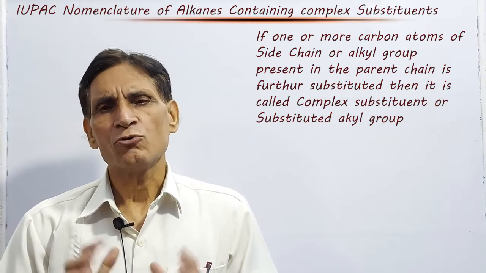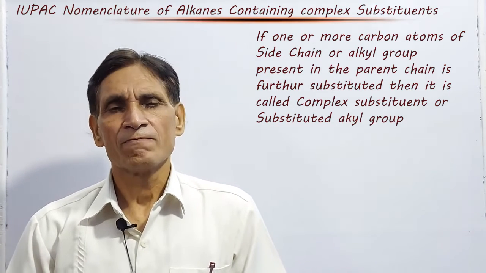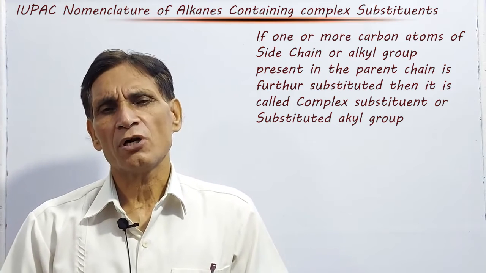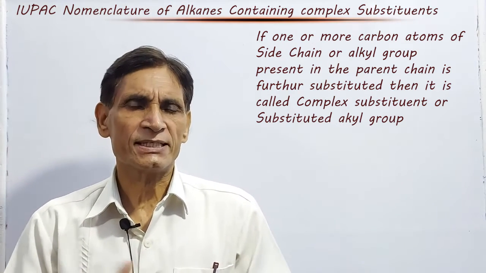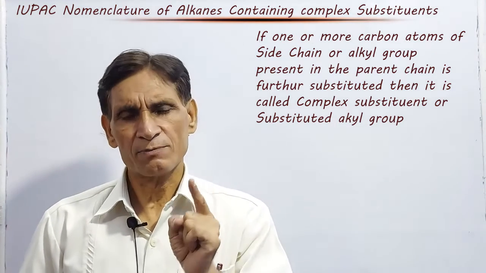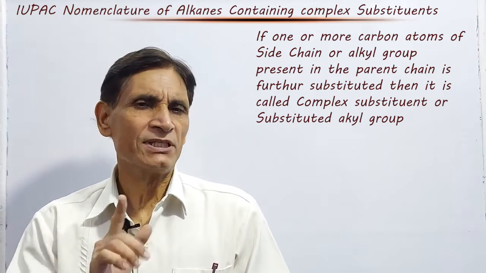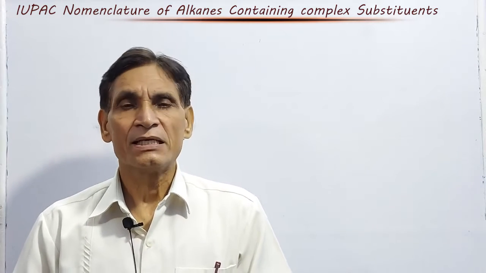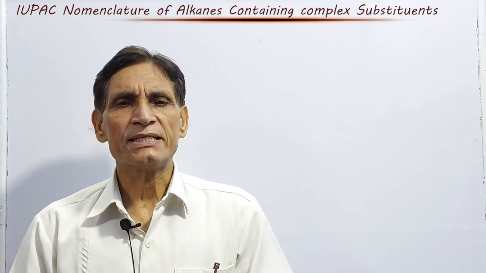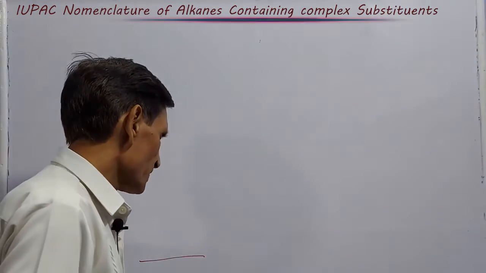Second point, how to name such kinds of alkanes. Carbon atoms of the substituted alkyl group or complex substituent are numbered separately in such a way that the carbon directly attached to the parent chain is given the number 1, and the name of the complex substituent is written in a small bracket. Let us see one example.